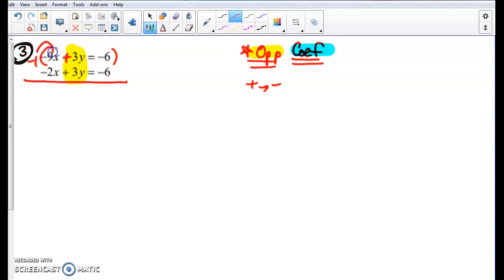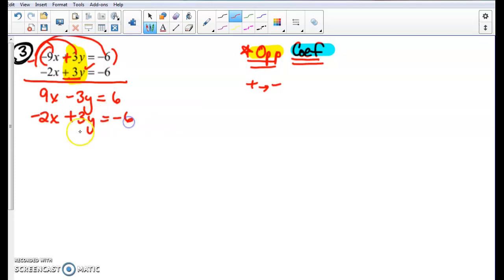So negative 1 times negative 9 is a positive 9x. Negative 1 times 3y is a negative 3y. Equal sign drops down. Negative 1 times negative 6 is a positive 6. Now, my second equation's already a plus 3y. We want to keep it, so we just rewrite it: negative 2x plus 3y equals negative 6.